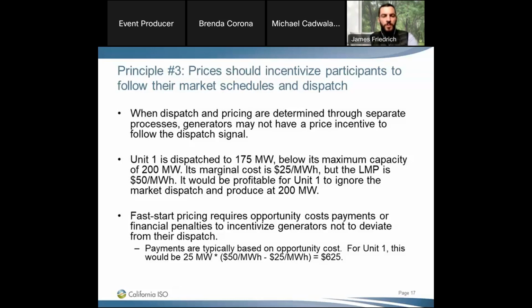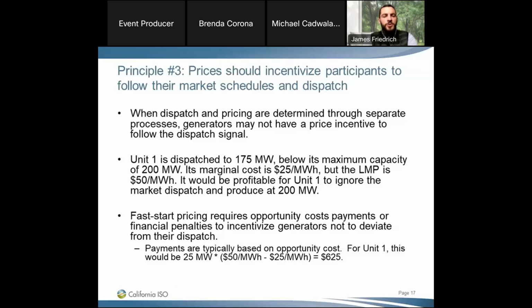So we need to pause a sec to think about our pricing principles that we discussed in the first workshop, the third of which stated that prices should incentivize participants to follow their market schedules in dispatch. So the first bullet explains that anytime you have dispatch and pricing processes determined separately, the generators may not have the price incentives they need to follow the dispatch signal. So let's look at the incentives to follow the price for the two units in our example.